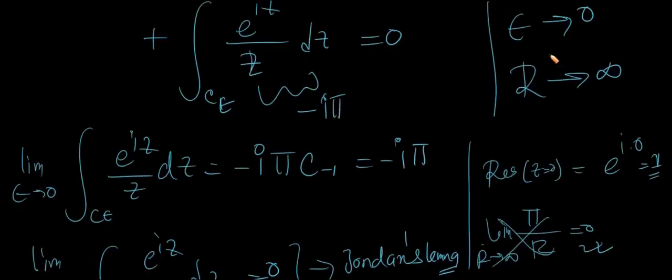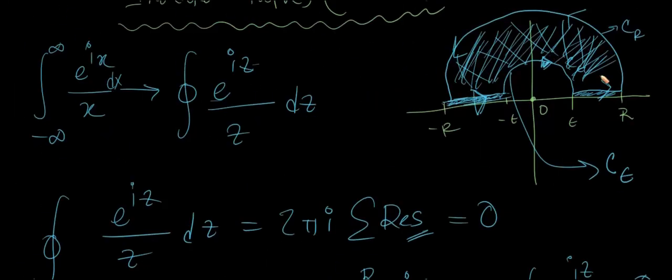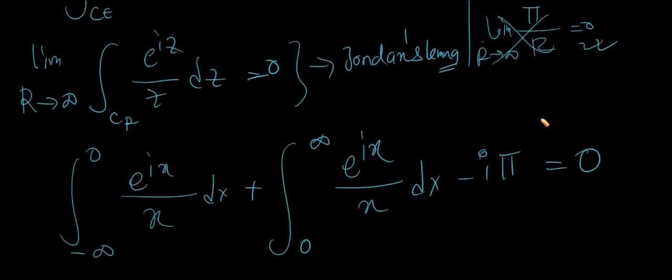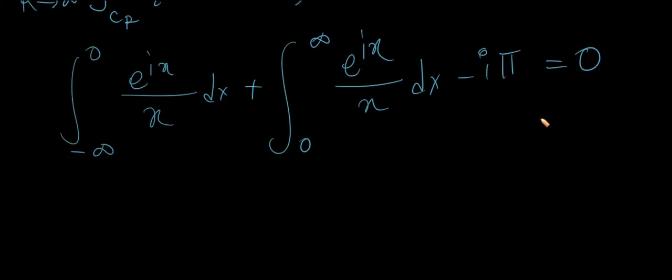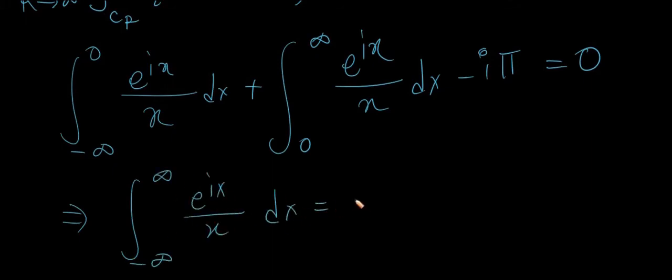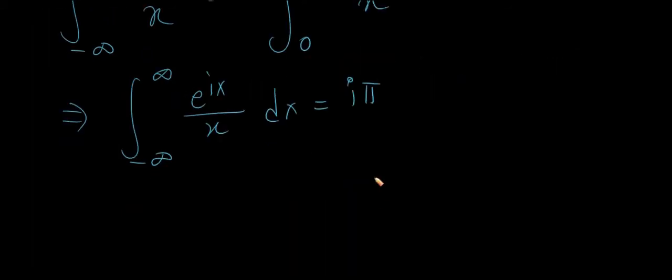because there were no singular points inside this contour, inside this annular region, or semi-donut like region, whatever you want to call it. And you see that this is just the integral from minus infinity to plus infinity of e to the power ix by x dx, equals i pi, right? So we are technically done.